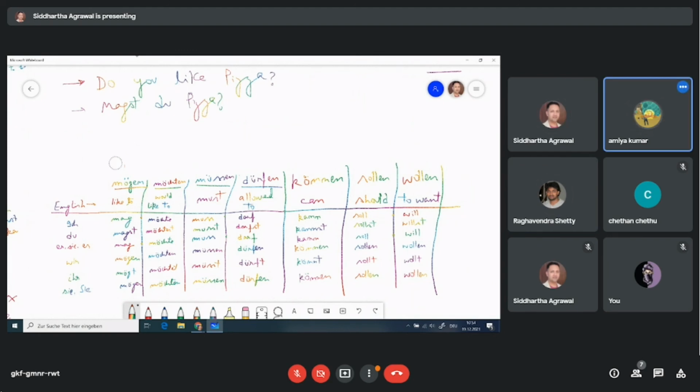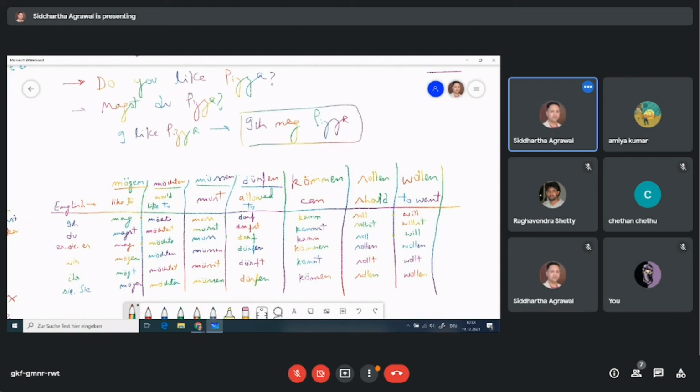What I want to focus upon here is that mögen and möchten are quite similar, but möchten is something like I would rather prefer to, or I would rather like to. So I like pizza will become, I'll just write it down, I like pizza. So it becomes Ich mag Pizza, right?